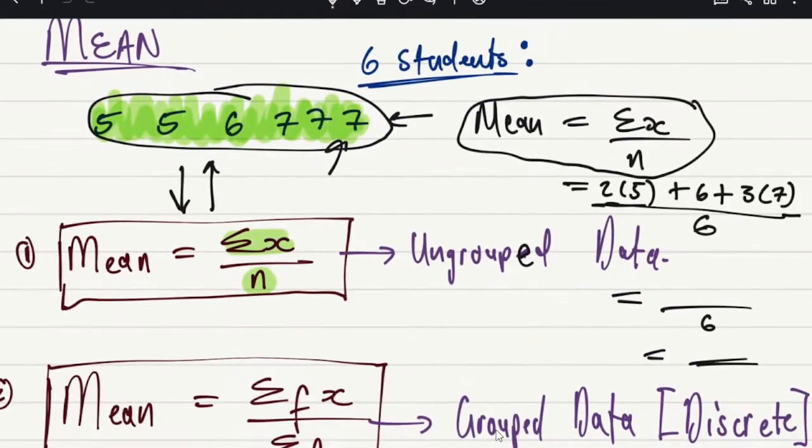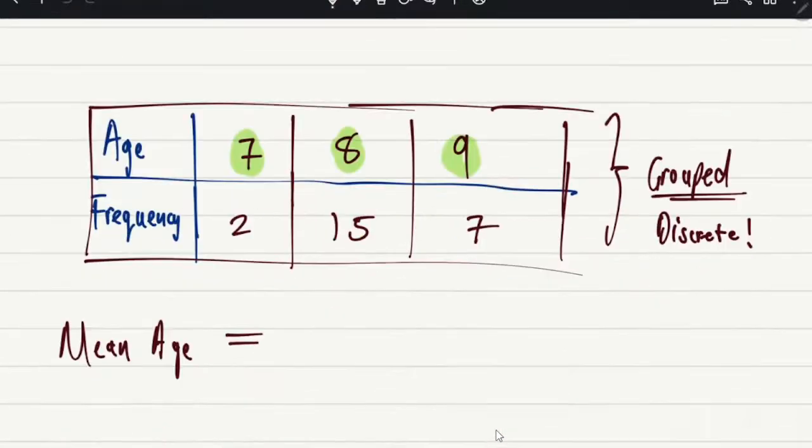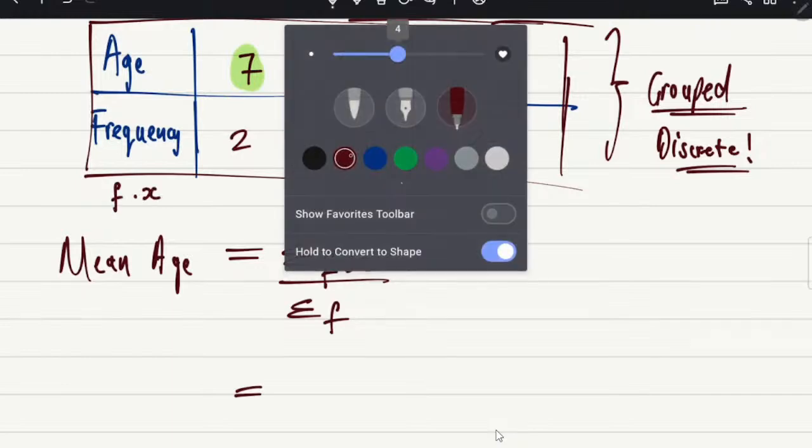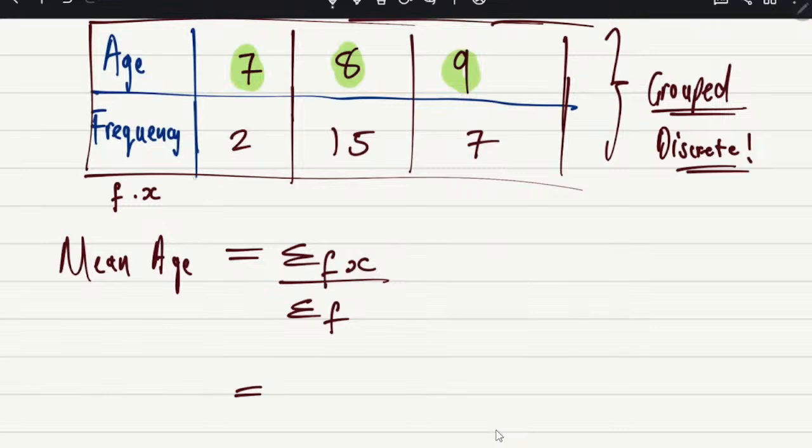For the first thing, we had ungrouped data here. Ungrouped data like this. You should recognize, this is ungrouped data. Then you use this formula. Then you should recognize this is grouped data and it's discrete. So here's the formula you use. Sum of fx over the sum of f. Sum of fx over the sum of f. Which means that you must have a column called f times x, which you make with your pencil.